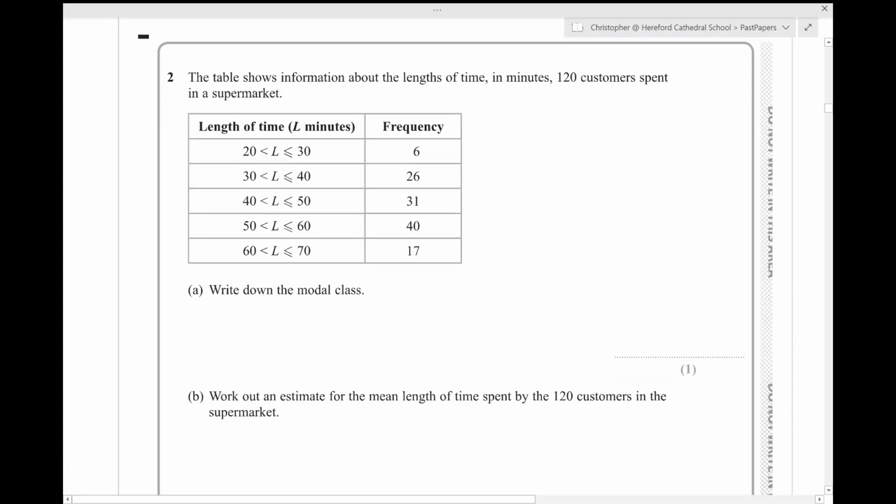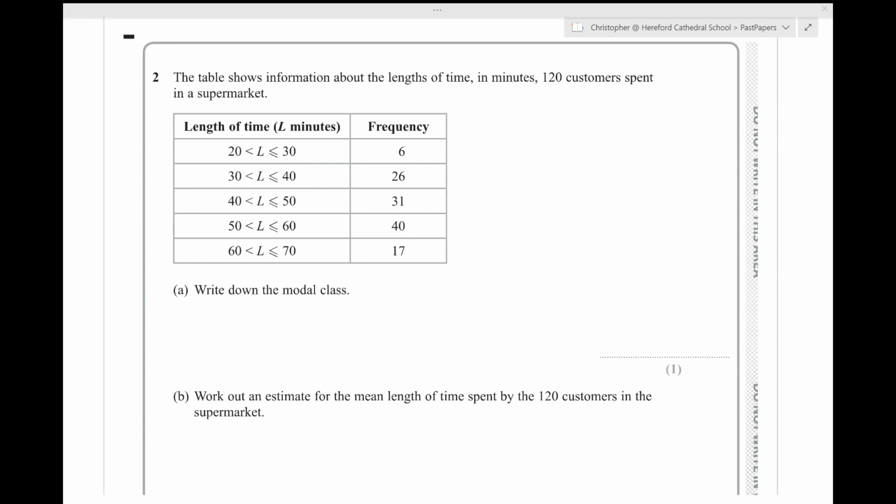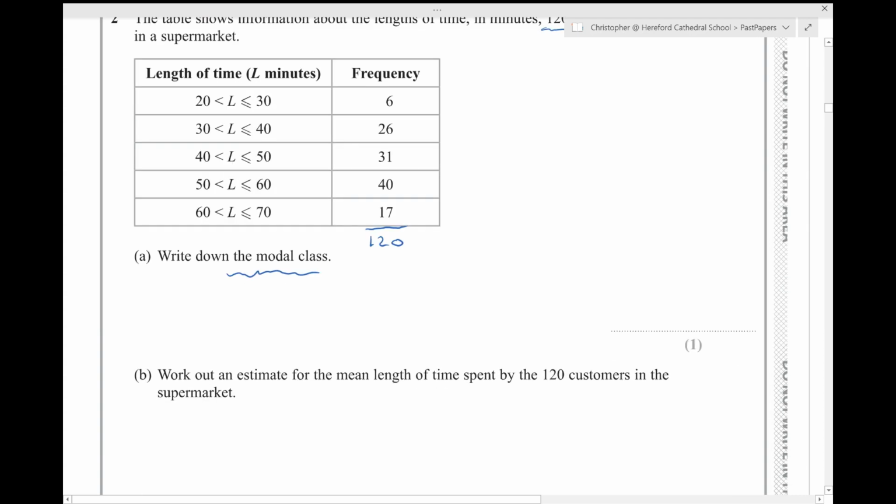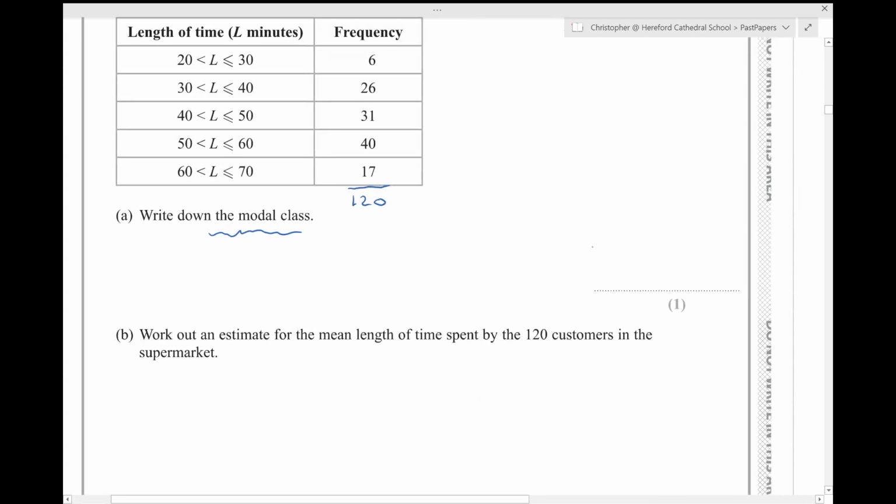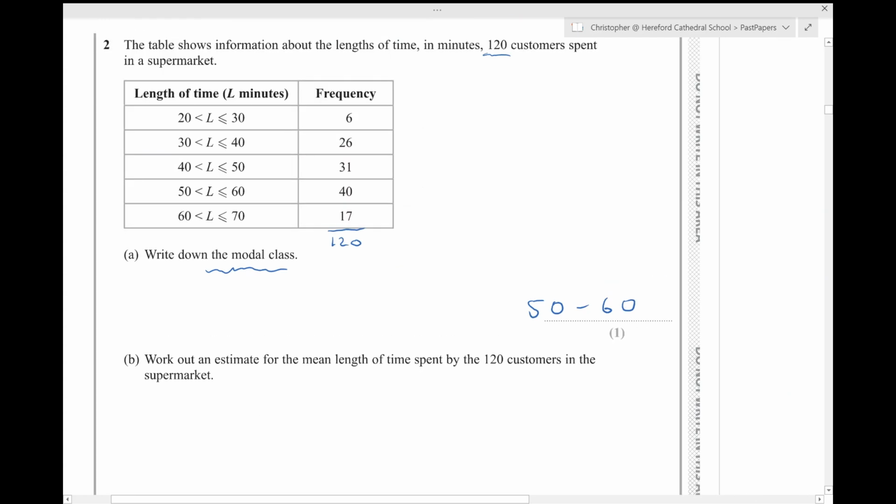Question 2. The table shows information about the lengths of time in minutes 120 customers spent in a supermarket. So I know there are 120 altogether. And this table tells me, for example, that 6 people spent between 20 and 30 minutes in the supermarket. Write down the modal class. Well, which is the most common class? The most common class is the people who spent between 50 and 60 minutes in the supermarket, because there are 40 of those, which is more than in any other group.